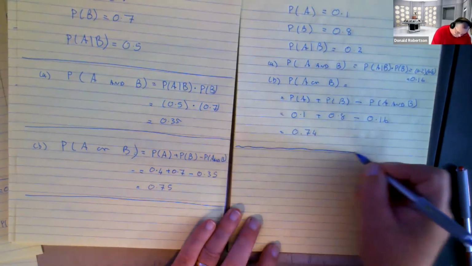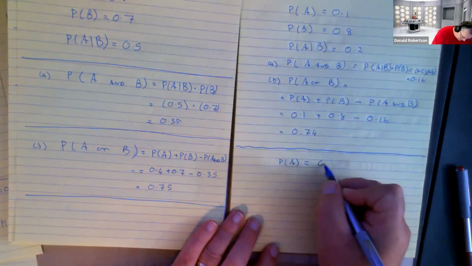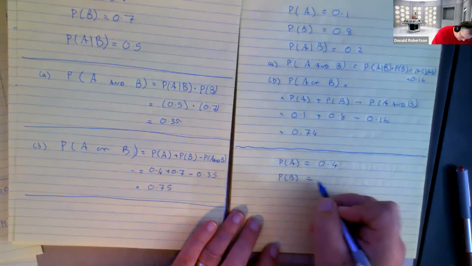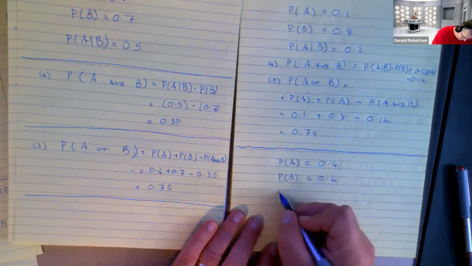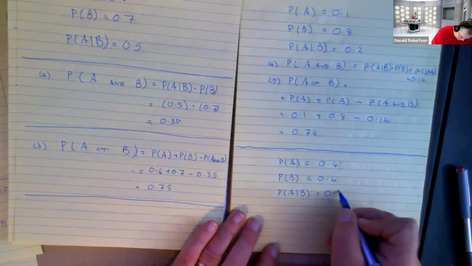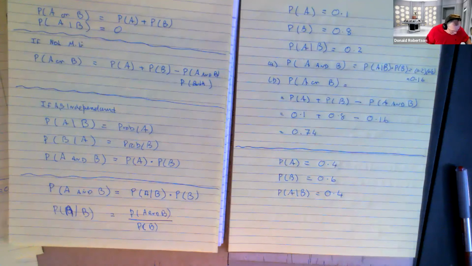One more version of this. Probability of A is 0.4. Probability of B, 0.6. Probability of A given B is 0.4. Are we good on that? Now, are A and B independent this time? Yes. Agreed?